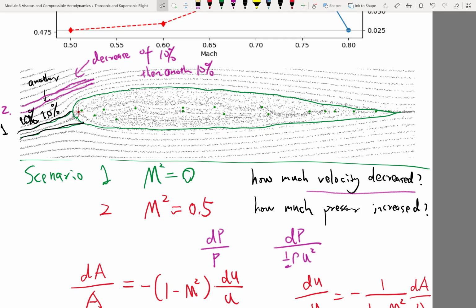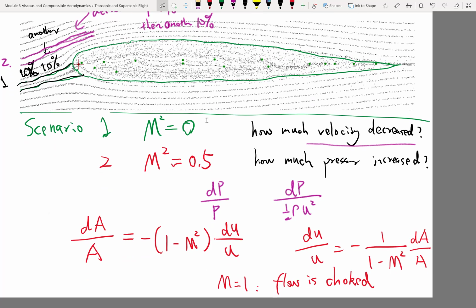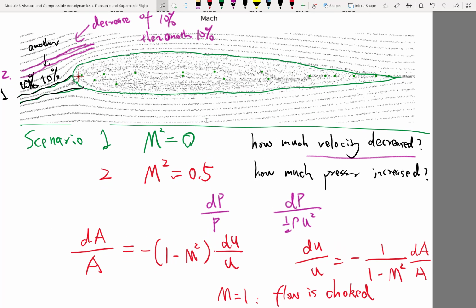And no matter if the flow further accelerates to higher Mach number or it decelerates, I know this is going to be Mach 1. Now further, what happens as Mach number exceeds 1? As we have analyzed, when Mach number exceeds 1, further increasing area now means an increasing velocity. This whole negative 1 minus M squared is now positive, so increasing u means increasing area.